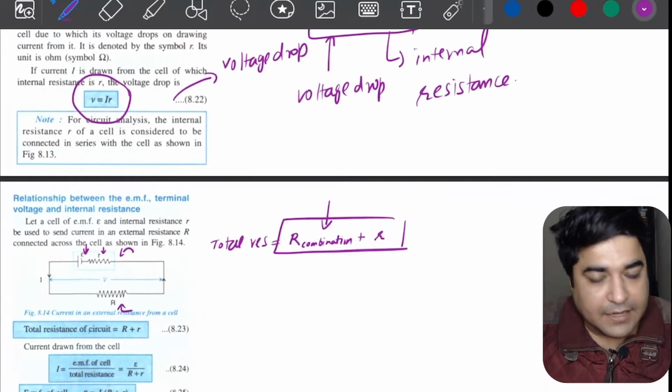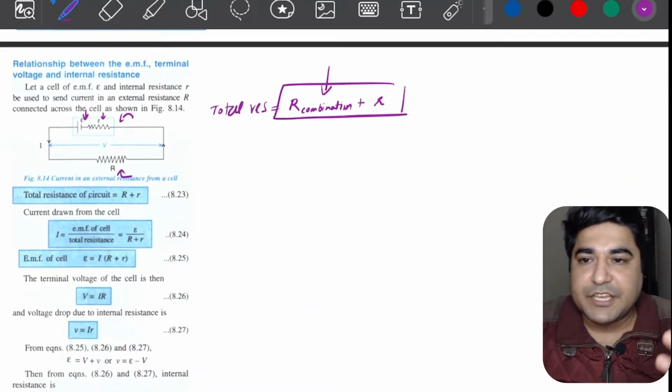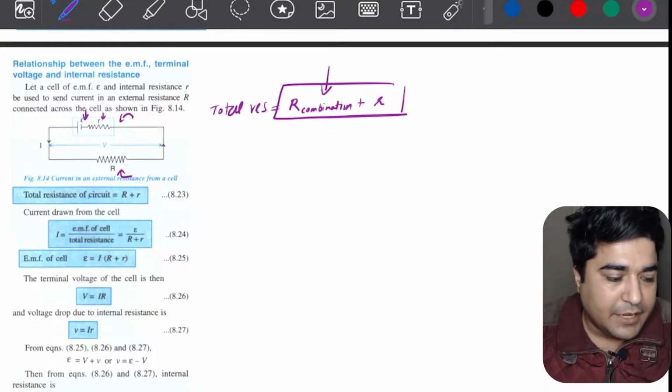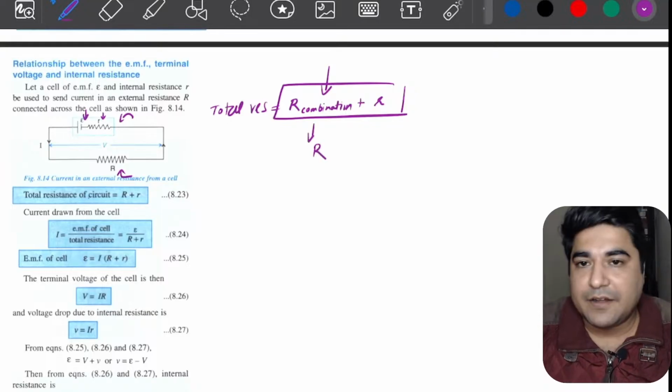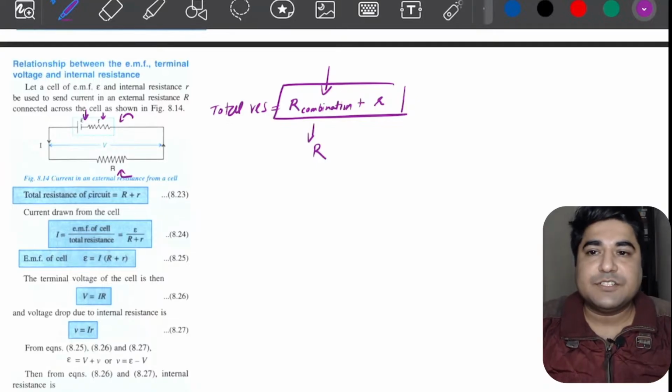Why have I written R combination over here? Because in this particular example which I have shown you, the value of R combination would be simply R. But when there is some series or parallel combination of different resistors present in the circuit, R combination's value is going to change.